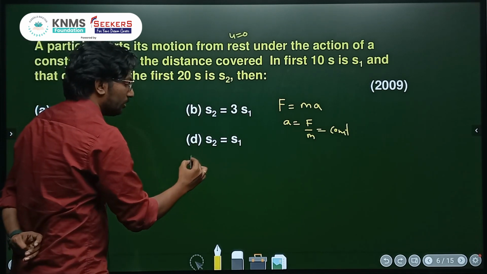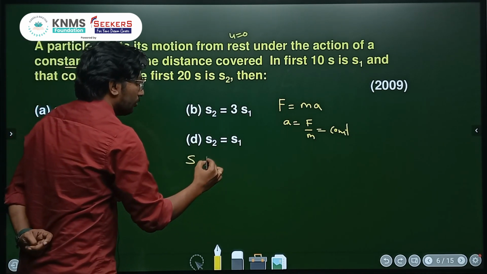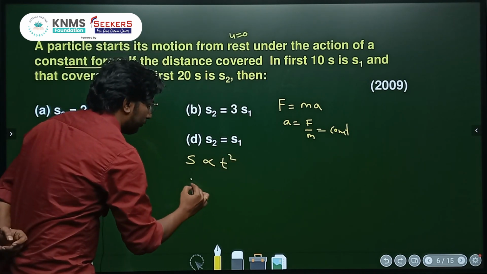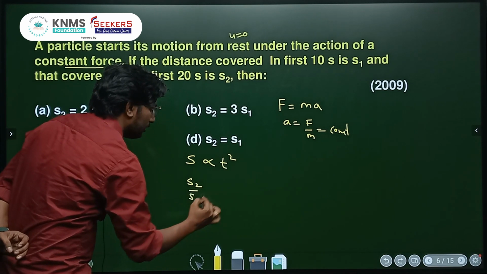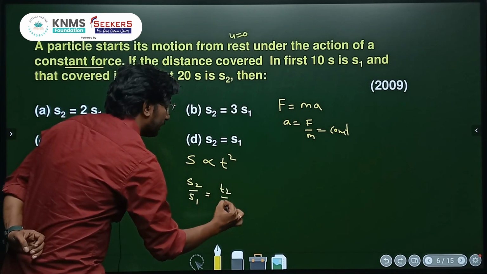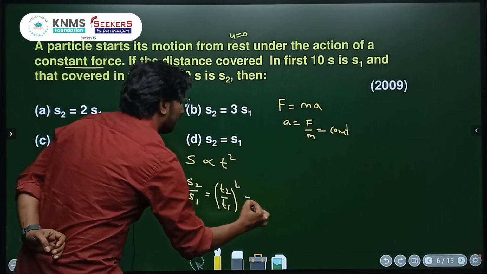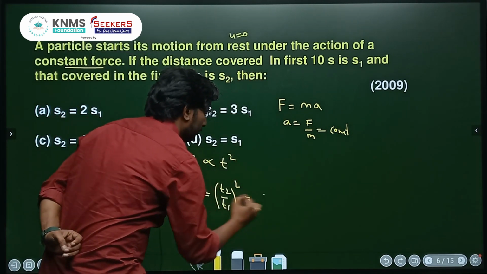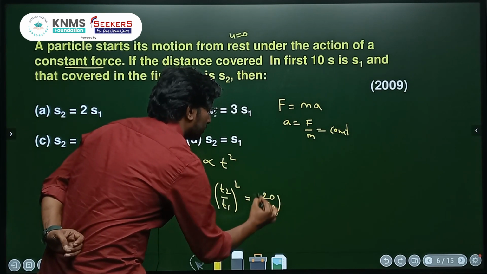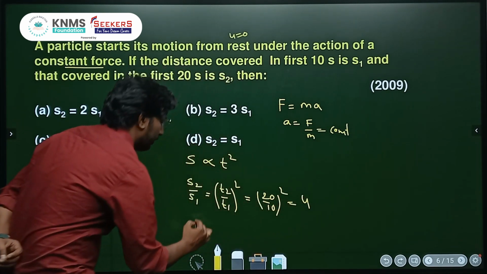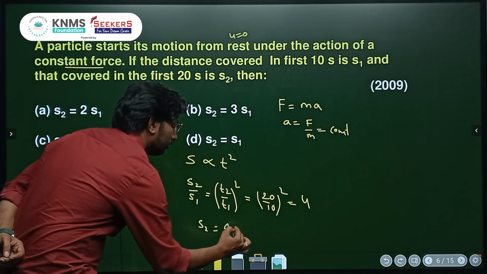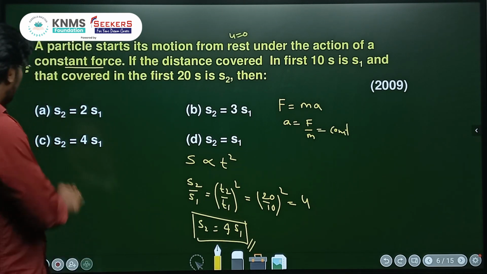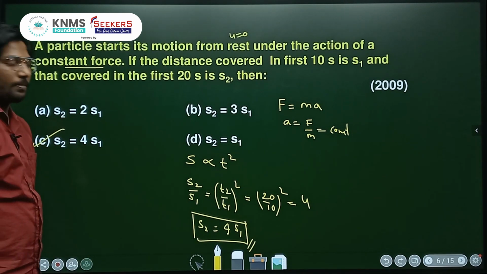So we can use s is equal to ut plus half at square. So u is 0, which means s is directly proportional to t square. So following that, s2 by s1 is equal to t2 by t1 whole square. Now they have given t2 is 20 seconds, t1 is 10 seconds, so that should be 20 by 10 whole square, that should be 4, which means we can write s2 is equal to 4 times s1, where option C is the answer.